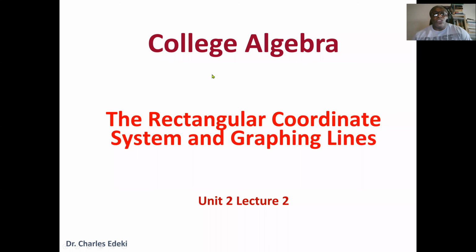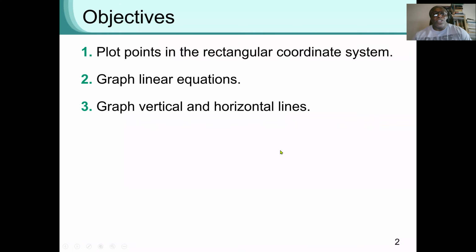Again, welcome to College Algebra. In this lecture, we're going to discuss the rectangular coordinate system and also graphing lines. So our main objective is to learn how to plot points in a rectangular coordinate system, how to graph linear equations, and how to graph vertical and horizontal lines.